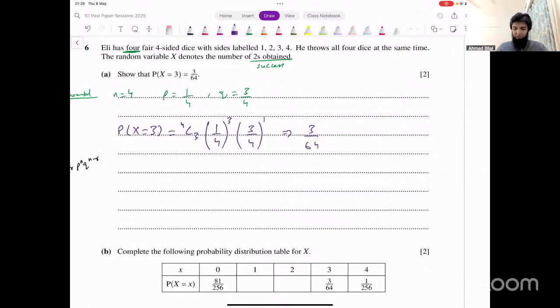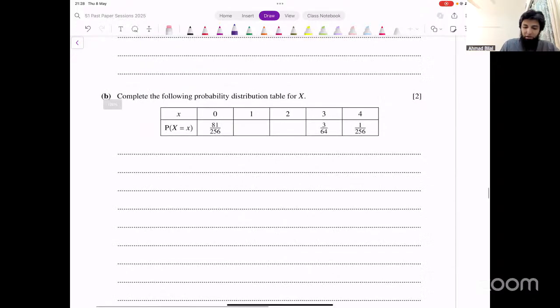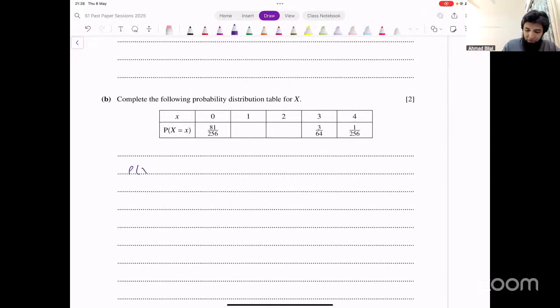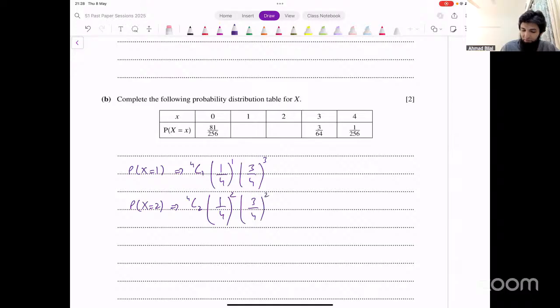Now we know it's a binomial distribution. We can easily complete this table. X equals 1. What would that be? That would be 4C1 into p, which was 1 over 4 raised to power 1 into 3 over 4 raised to power 3. Probability of X equals 2. That's 4C2 into 1 over 4 raised to power 2 into 3 over 4 raised to power 2. And you can see what that turns out to be for both of them. What do you get for this? Anyone? What's the result that you get from this?